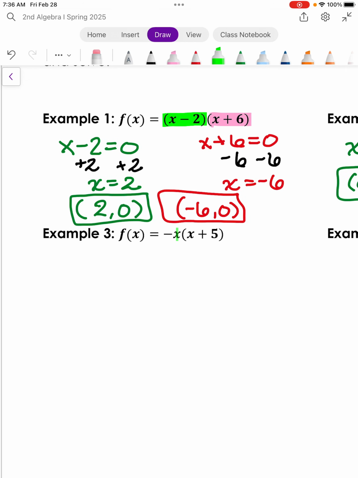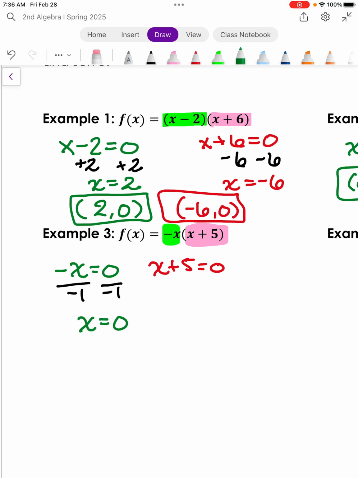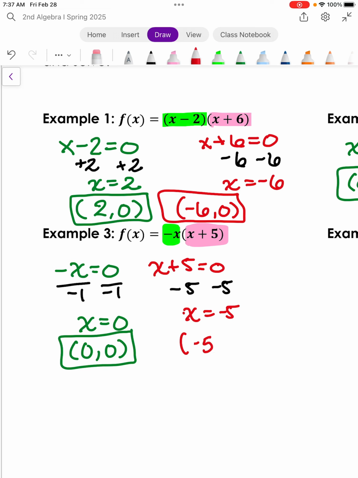Example 3, two factors, negative x and x plus 5. If I set negative x equal to 0 and x plus 5 equals 0, to solve for the negative x equals 0, you divide both sides by negative 1. And 0 divided by anything is 0. So this also has an x-intercept at 0, 0. For x plus 5 equals 0, I'm going to subtract 5 from both sides, and I get x is negative 5. So that x-intercept is at negative 5, 0.